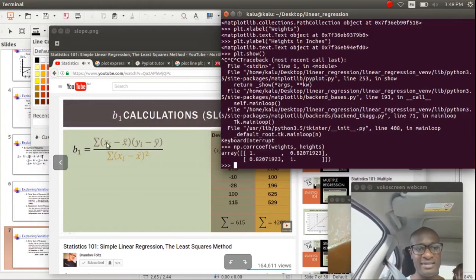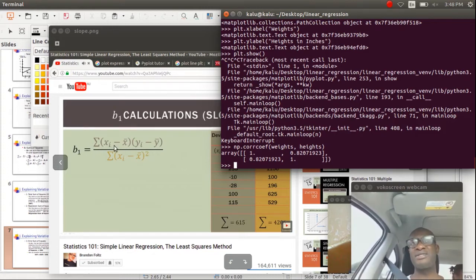So this formula just says for each individual x data point, remember our x is weight, so for each weight we want to subtract the average weight, and then we want to multiply that with each y. Remember our y is height, with each height minus the average height. This is average height, this is average weight, this is each weight, this is each height. And then we want to get the sum of all those numbers. So first let's get this right here.